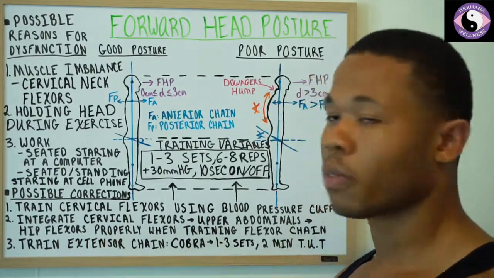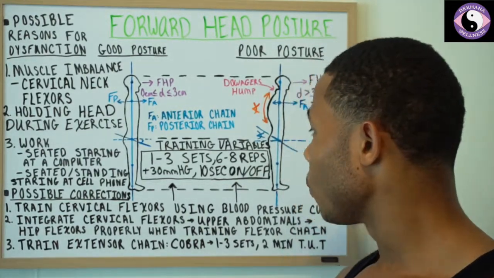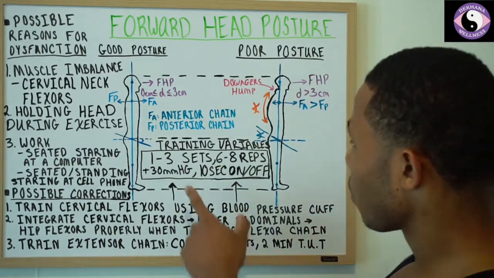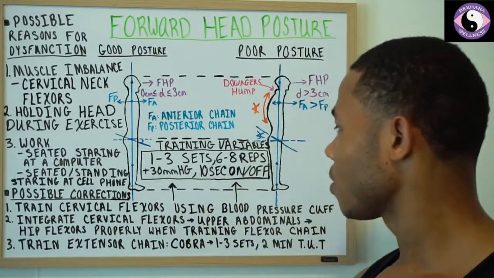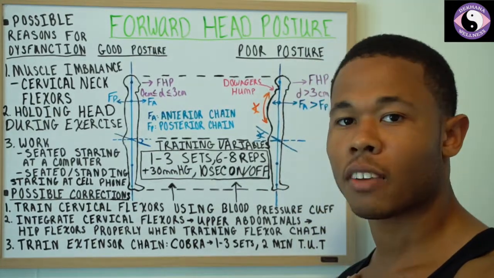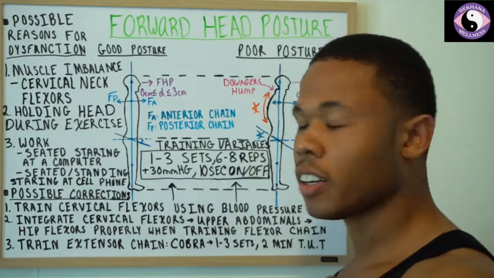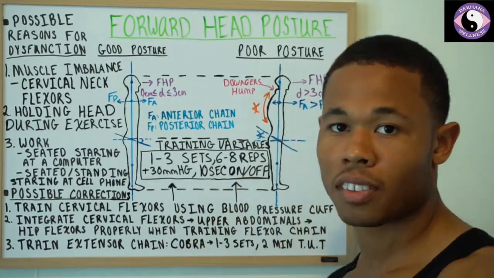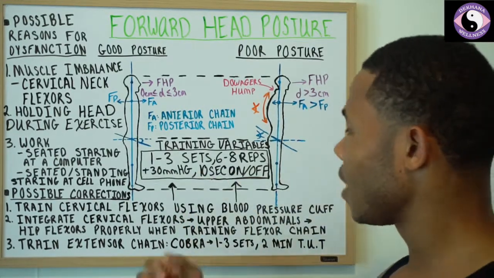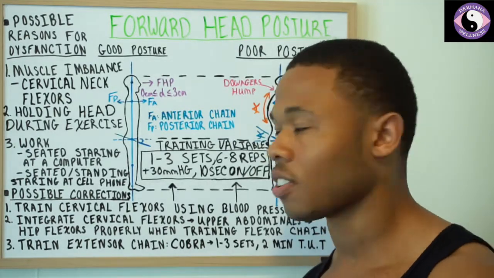One is training the cervical flexors using the blood pressure cuff. So I did this video as well, and we'll go over the training variables. So you'll see the arrows pointing up here. For the training variables, you'll do 1 to 3 sets for 6 to 8 reps, increasing that cuff up to 30 millimeters of pressure and holding 10 seconds on and then 10 seconds off for rest. So 1 rep is going to be 10 seconds on, then you'll rest 10 seconds and then perform that 6 to 8 times. So you get a total of 60 to 80 seconds under tension.